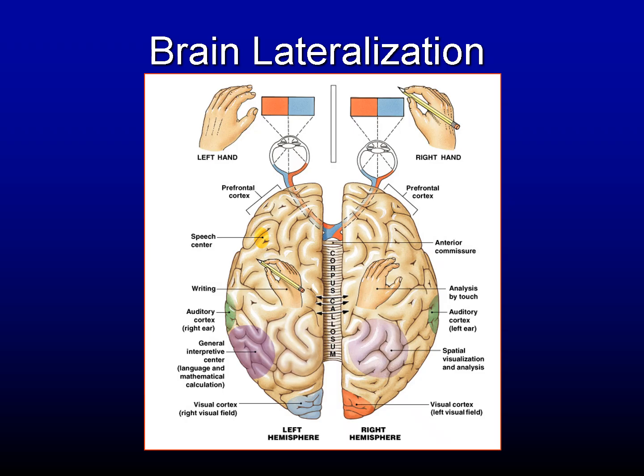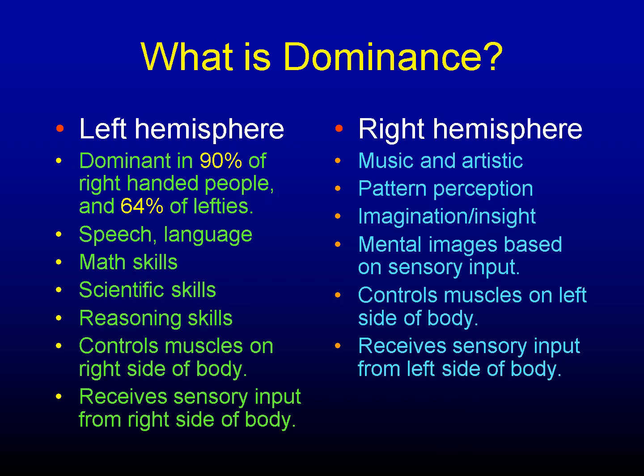This is called lateralization. Notice that speech, writing, language and mathematical calculation activities are located in the left hemisphere, and analysis by touch, spatial visualization and analysis is located in the right. We use both cerebral hemispheres for almost every activity, and it is the corpus callosum that connects the special activities performed in each hemisphere to one another. One of the hemispheres will dominate each task.